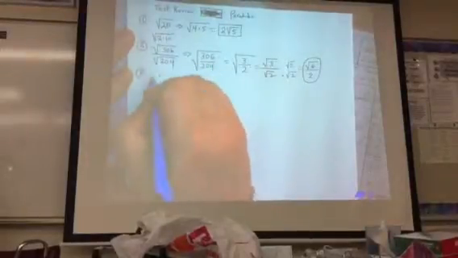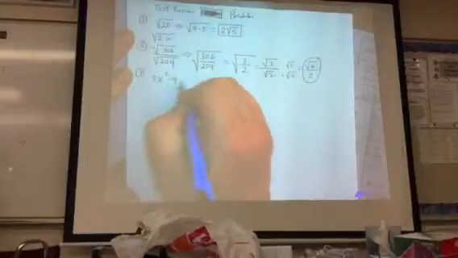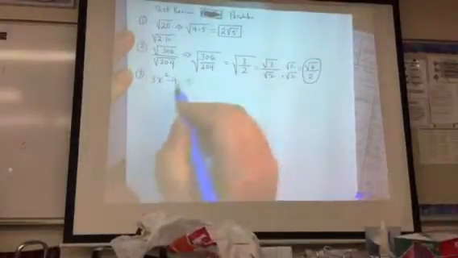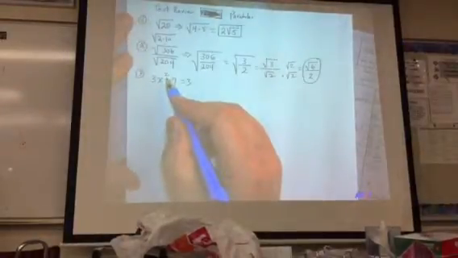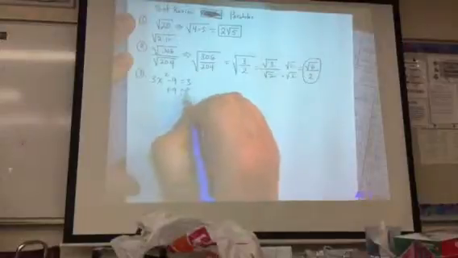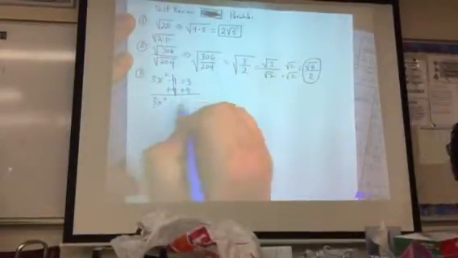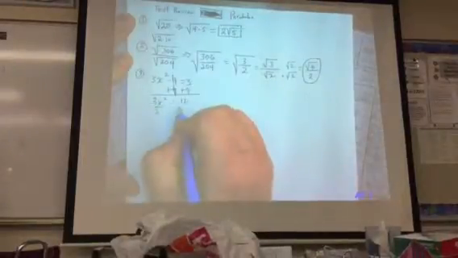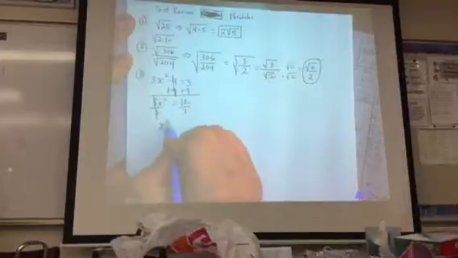In number 3, they're asking you to solve this quadratic, which is 3x squared minus 9 equals 3. Notice it's a quadratic because the highest exponent is a 2. However, the linear term is missing. And when the linear term is missing, just solve it for x squared. The 9's cancel out, so we're talking about 3x squared equals 12. Divide by 3 on both sides. The 3's cancel out, and you're left with x squared equals 4.